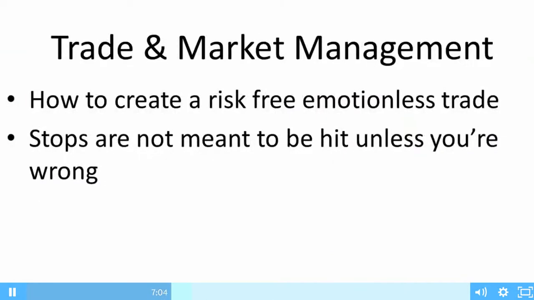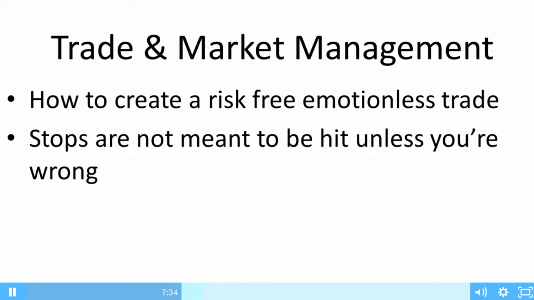Stops are not meant to be hit unless you're wrong. Now that may seem obvious to most, but let me explain a little further. Many traders don't know how to effectively use stops. I see a lot of traders that move stops around while a trade is happening. They're moving it up, they're moving it down, they're out of the way, they're in the way. They're not exactly sure where to put a stop. That's not the case with you because we've gone over where we're wrong on trades before.